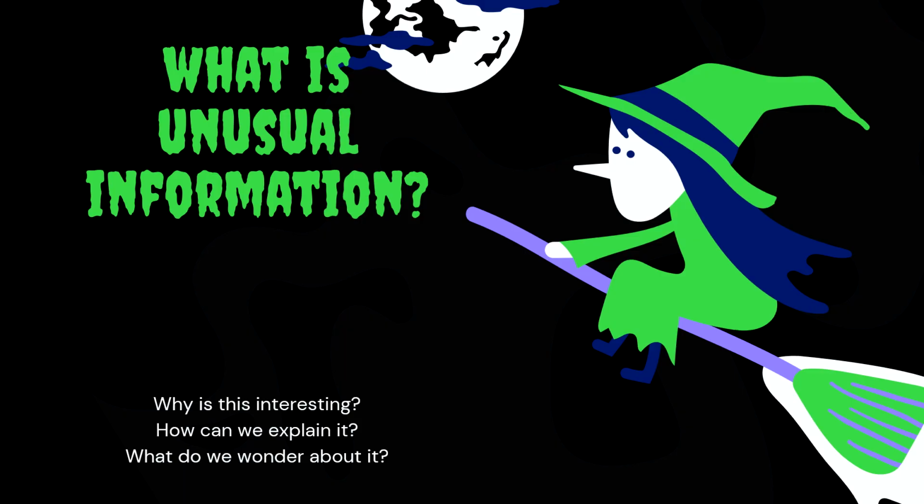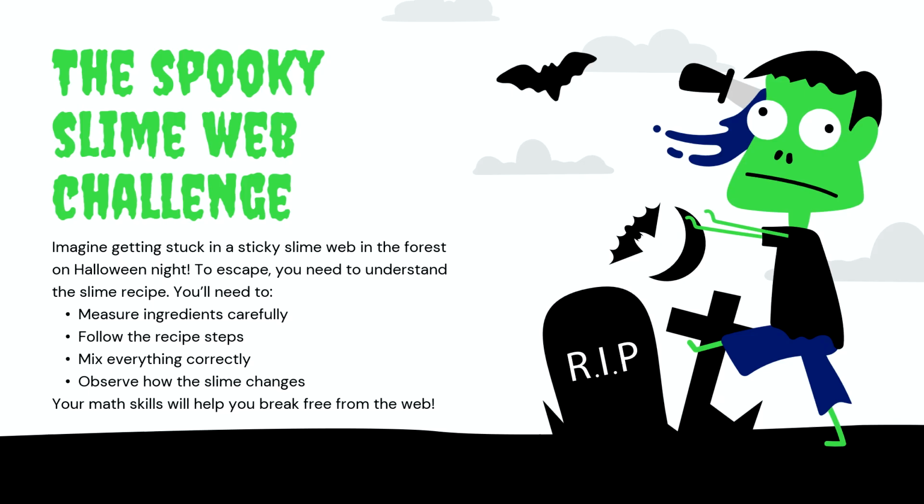So first of all, what is unusual information? This is just a way that we can make math fun and interesting. Instead of just learning formulas, we can discover cool math ideas by looking at math problems that surprise us. So before we get started, we can ask questions like, why is this interesting? How can we explain it? What do we wonder about? And this will help us to become better math thinkers.